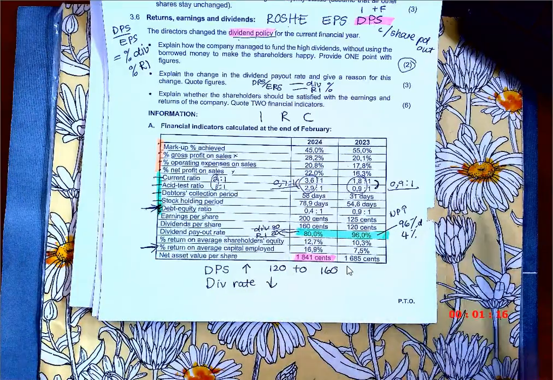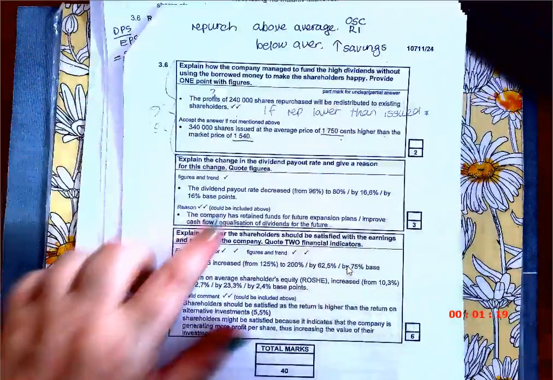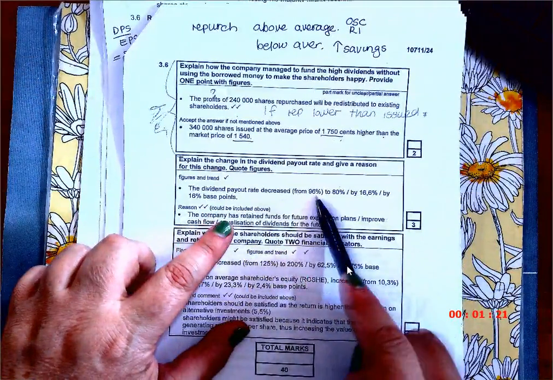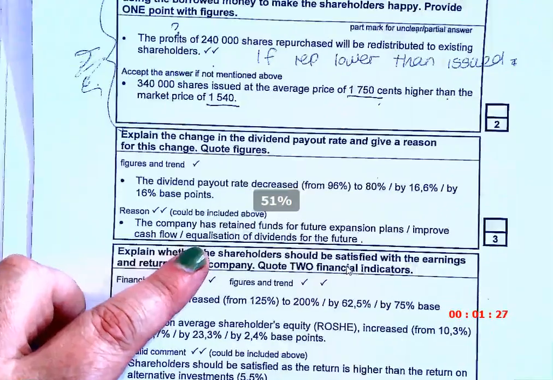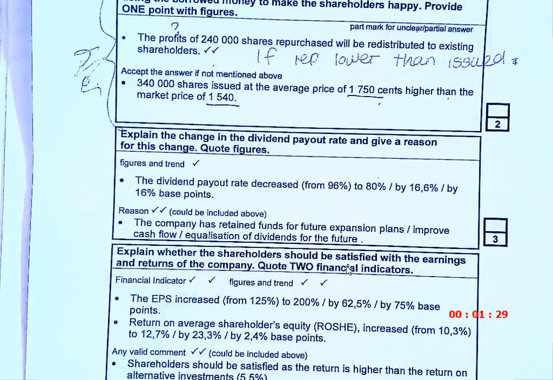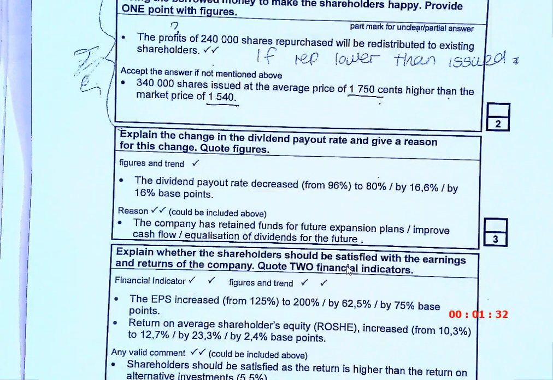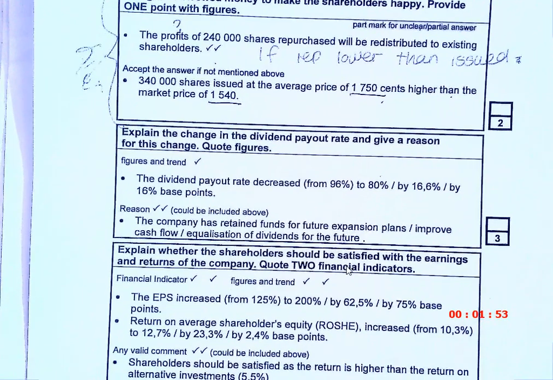Okay, so now what do they say? The dividend payout rate decreased from 96 to 80%. So what does that mean? It means that a bigger percentage of the EPS is now being saved. Why do we make retained income more? For future development or future growth, or to have more of a reserve fund in case something goes wrong, anything like that. So they say there, can I just show you?